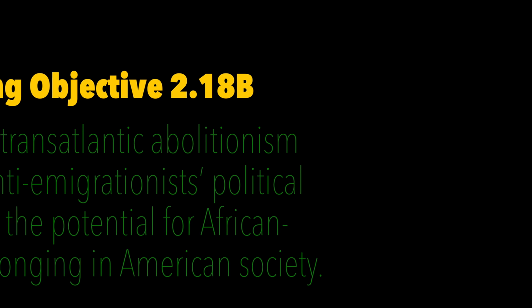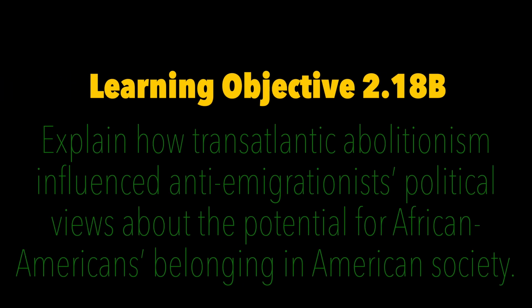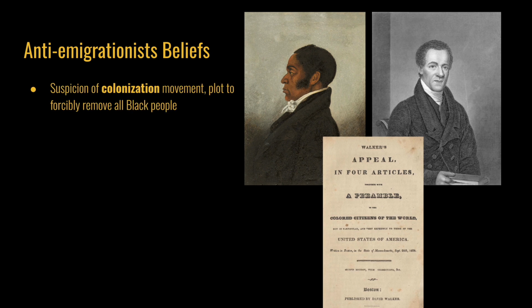The second learning objective says to explain how transatlantic abolitionism influenced anti-immigration political views about the potential for African Americans' belonging in American society. The anti-immigration movement believed colonization was a movement devised by white Americans to forcibly remove all Black people from the United States after they had worked and been exploited to increase the wealth of the country.